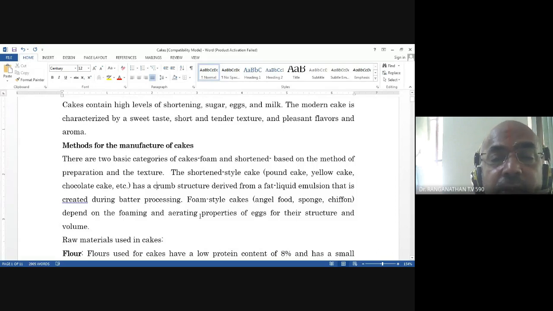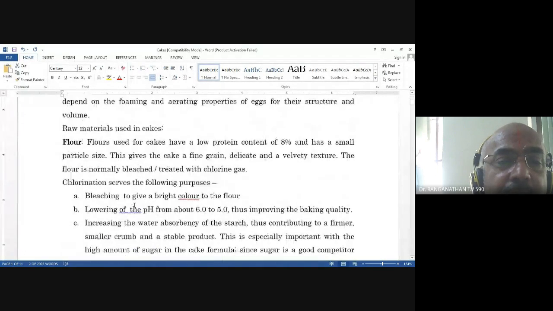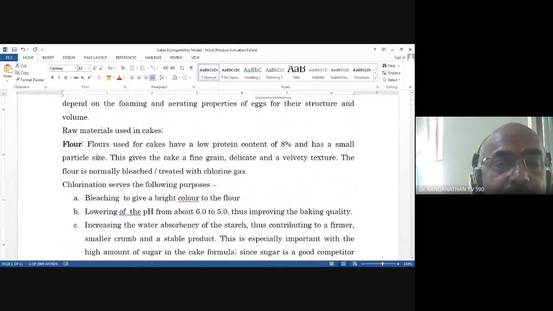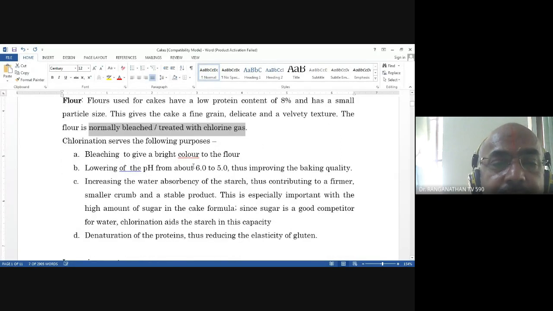Fine. So you have the shortened style and the foam style. Foam style is more to do with developing the texture by beating of the egg. So that is why, if you consider your angel cake and other things, we don't add any of the leavening agents. We'll see subsequently. So the raw materials used include flour, which should have around a protein content of 8%, and normally it's bleached and treated with chlorine gas. Chlorine gives the color.